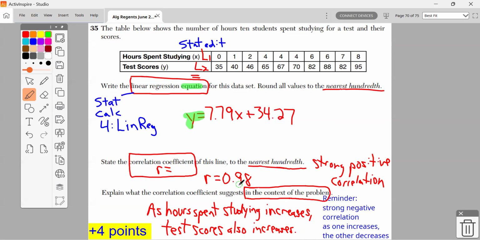In the context of the problem, what does that mean? Well, we're talking about hours spent studying and test scores. As the number of hours increases, look at what happens to the test scores. The test scores also increase. So in the context of the problem, you have to talk about hours and test scores, not just state that it's a strong positive correlation.